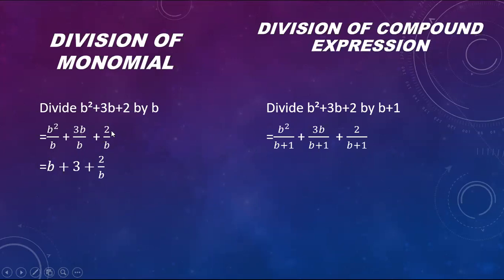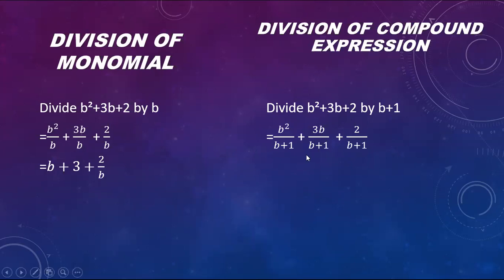Here we cannot cancel anything in the numerator and denominator, so it will be copied as it is. We get b plus 3 plus 2 over b. Clear everybody? So this is our answer.